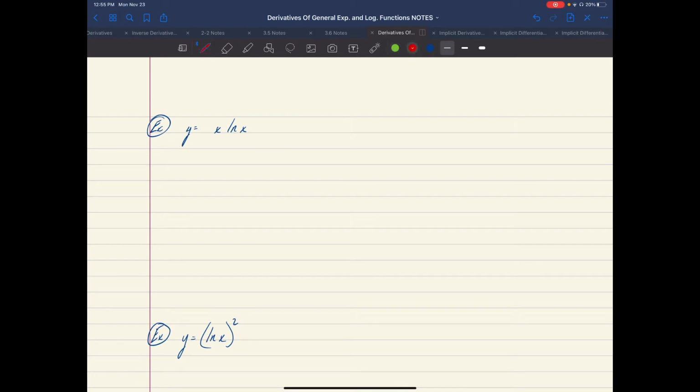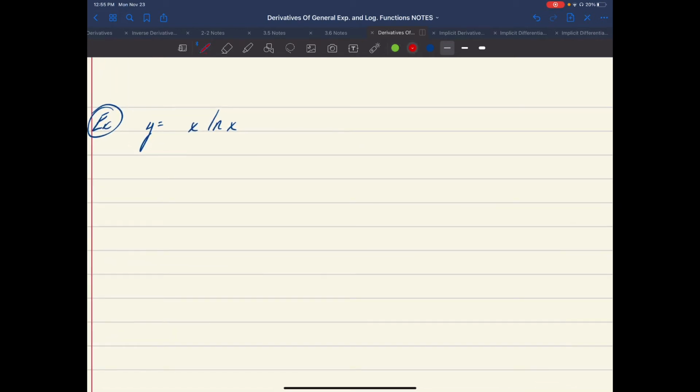Okay, so new example, y equals x times natural log of x. So this is a product rule. The product being x times natural log of x. And we just go through this. So this would be the derivative. So if we name these u and v, u prime is 1 times natural log of x plus x times the derivative of natural log of x, which is just going to be 1 over x. And then we simplify. So we get the natural log of x plus 1.